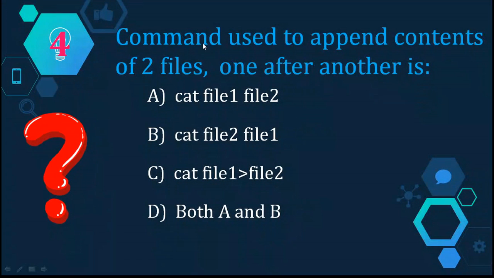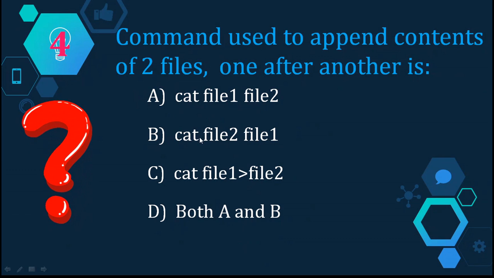Moving towards the next question. Command used to append contents of two files one after another is: Option A, cat space file1 space file2. Option B, cat space file2 space file1. Option C, cat space file1 output redirection operator file2. Option D, both A and B.